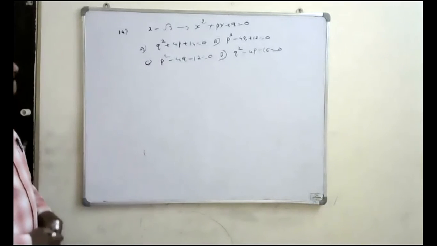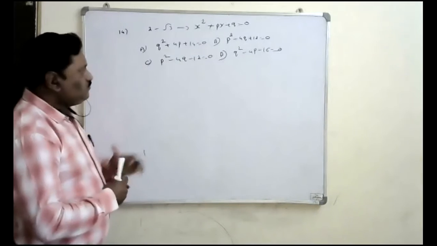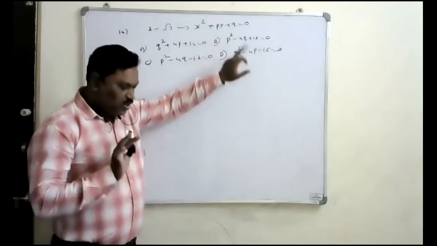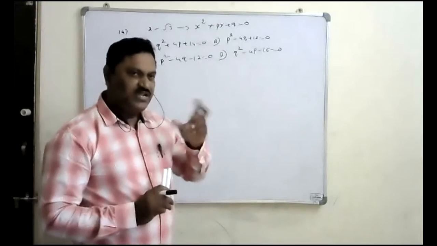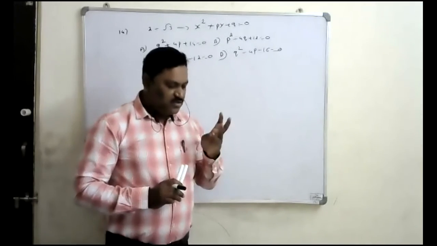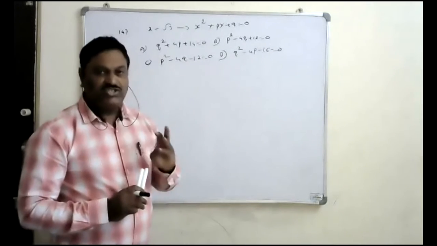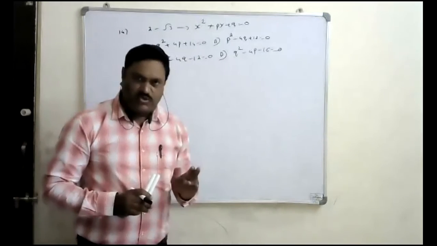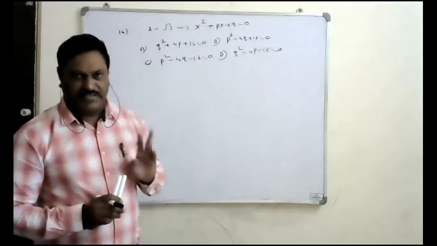Look here. Since it is given that p, q are real numbers, I already told you that when the coefficients are real, irrational roots always occur pairwise. Complex roots also always occur pairwise.